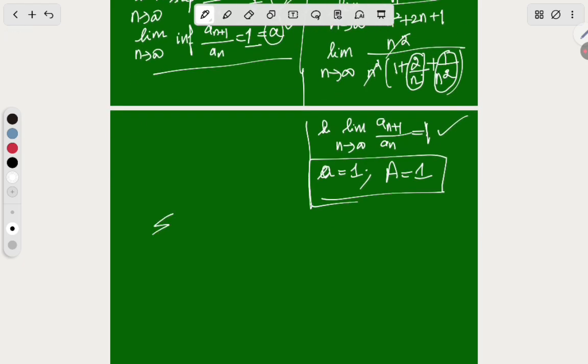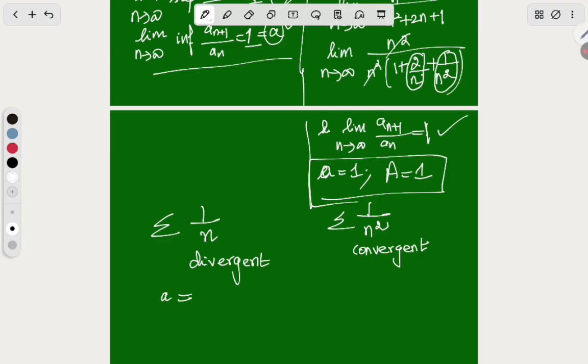We have actually considered the series summation 1 by n, which is divergent in nature, whereas the other series summation 1 by n square is convergent in nature. But look at here, in both the cases we are having the limit supremum and the limit infimum values equal to 1, right? In both the cases the limit infimum as well as limit supremum values are equal to 1, but we are having two different cases.